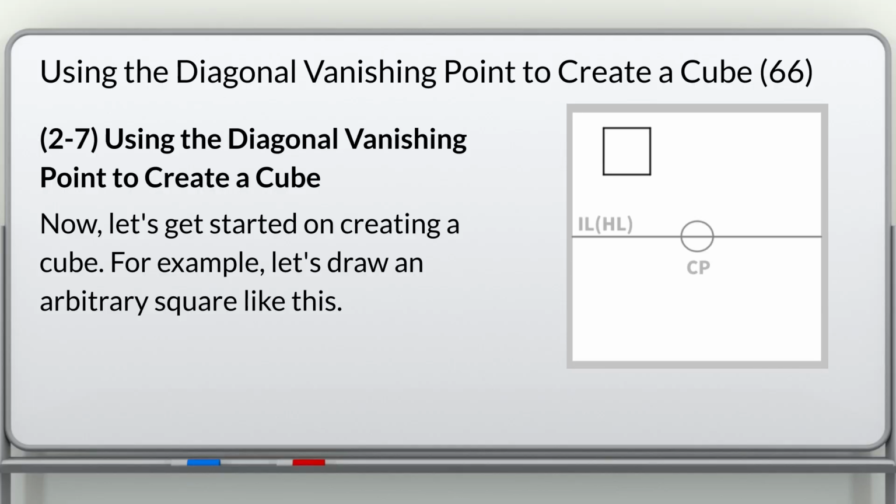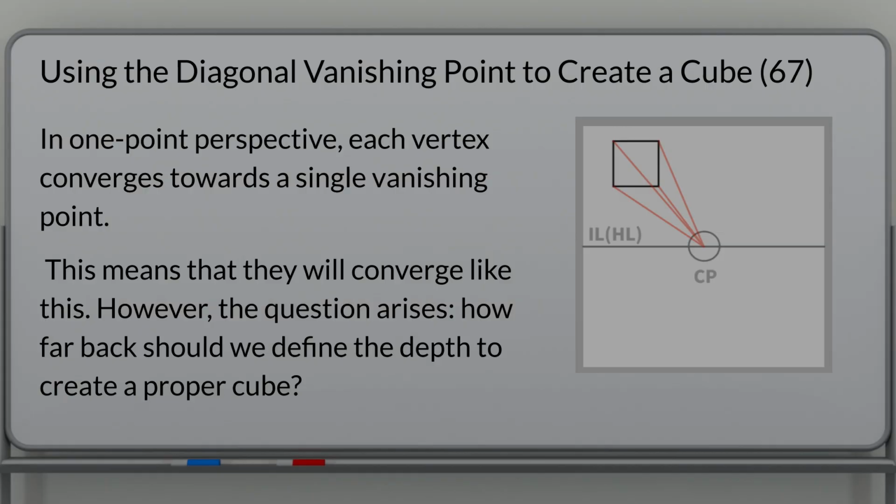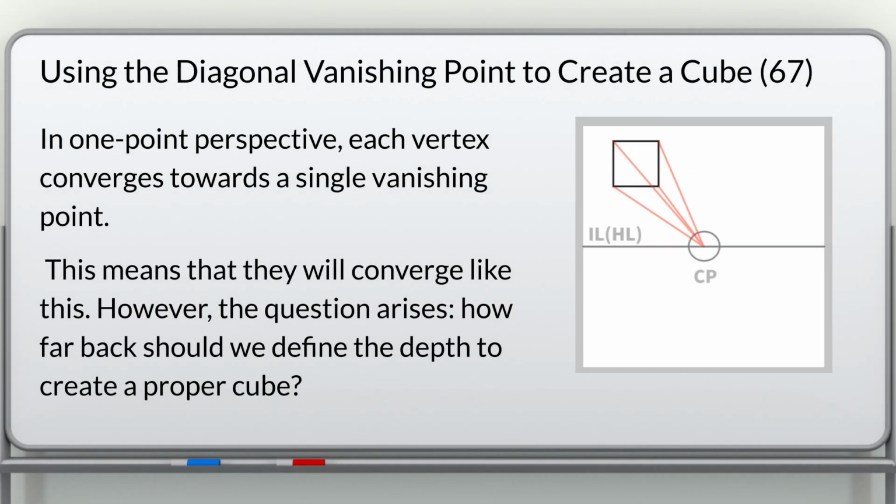I will explain how to use the diagonal vanishing point to create a cube. Now, let's get started on creating a cube. For example, let's draw an arbitrary square like this. In one-point perspective, each vertex converges towards a single vanishing point. This means that they will converge like this. However, the question arises, how far back should we define the depth to create a proper cube?